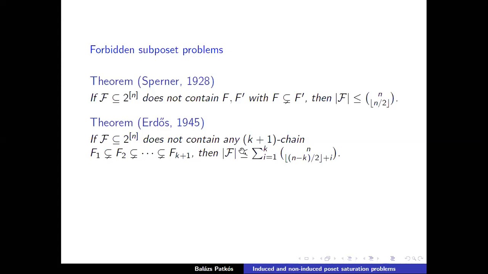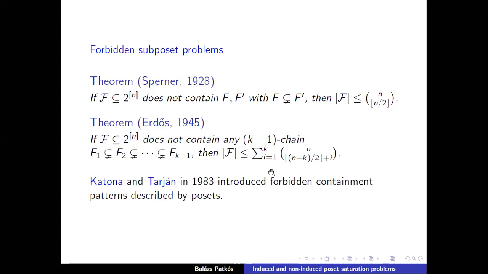So the extremal number is going to be the sum of the k largest binomial coefficients. Okay, and then there are lots of applications to both of these theorems, and there are lots of generalizations. And one generalization is due to Jussi Katona and Tamás Tarján from the early 1980s.